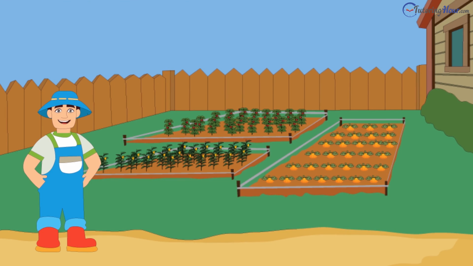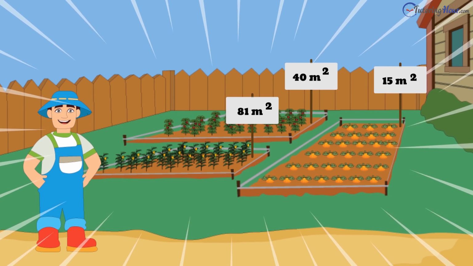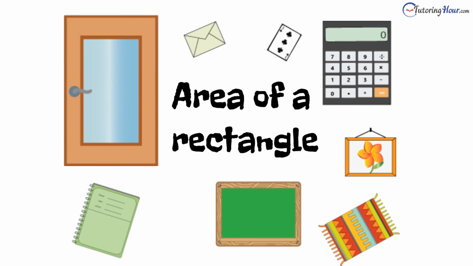Now that you are done helping Joe with finding the areas of the vegetable patches in his kitchen garden, all you need to do is practice determining the area of different rectangular objects.